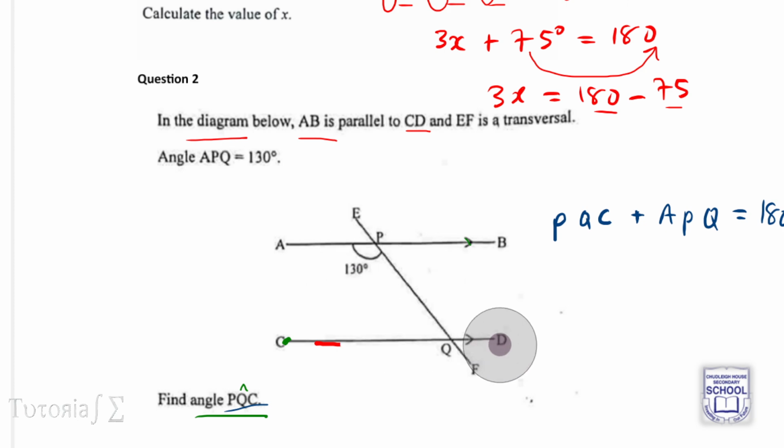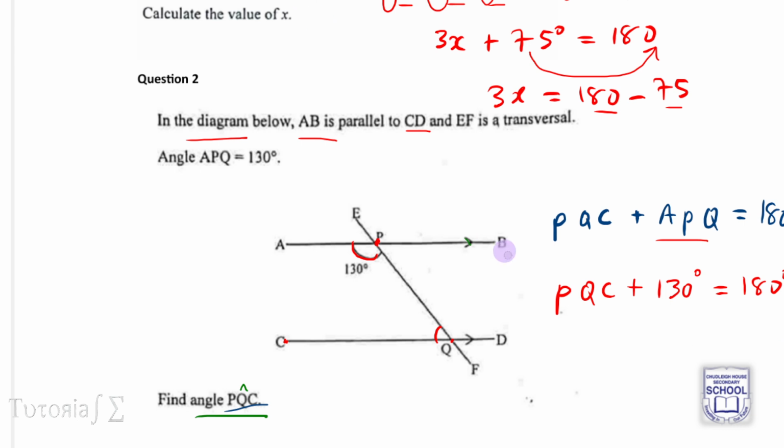Let me just erase so that I make a cleaner one. Okay, so angles that are facing each other, this one and this one, which is APQ, plus PQC, which is this angle, they'll add up to 180. So we're looking for PQC plus APQ. APQ we have. APQ is 130 degrees. This will give you 180 degrees. Okay. So now what you do, you want to remain with PQC alone here. So you transpose this on the other side.